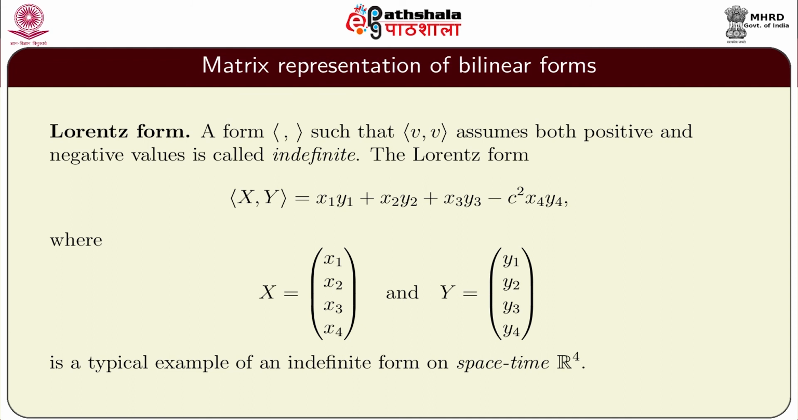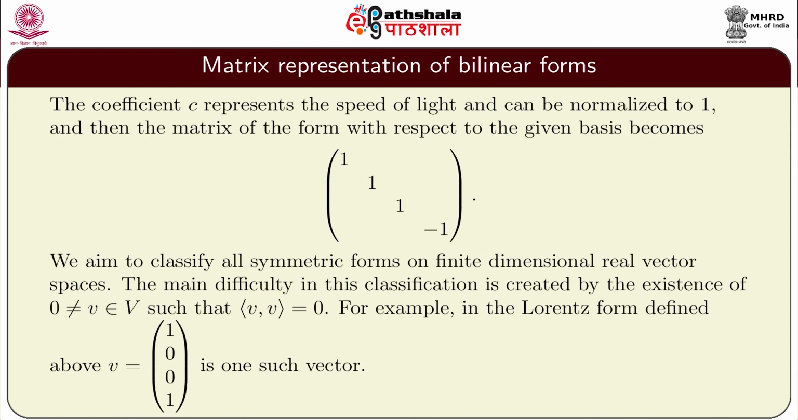And the Lorentz form is one such, which is given by this inner product XY is equal to x1y1 plus x2y2 plus x3y3 minus c square x4y4, where capital X is given by this 4 tuple x1, x2, x3, x4, and capital Y is given by this 4 tuple y1, y2, y3, y4. And this is a typical example of an indefinite form on space-time R4. Here the coefficient c represents the speed of light and can be normalized to 1, and then the matrix of this Lorentz form with respect to the given basis becomes 1, 1, 1, minus 1.